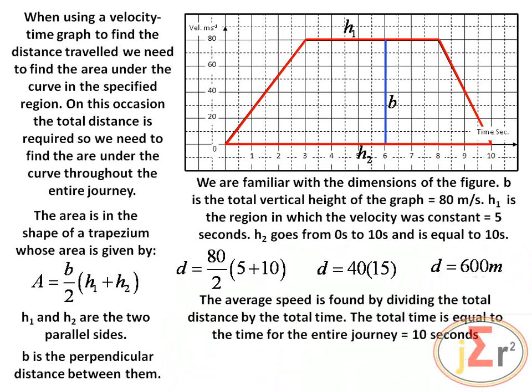The average speed is found by dividing the total distance by the total time. The total time is equal to the time for the entire journey, and that is 10 seconds. So the average speed is equal to 600 divided by 10, and that is 60 meters per second.